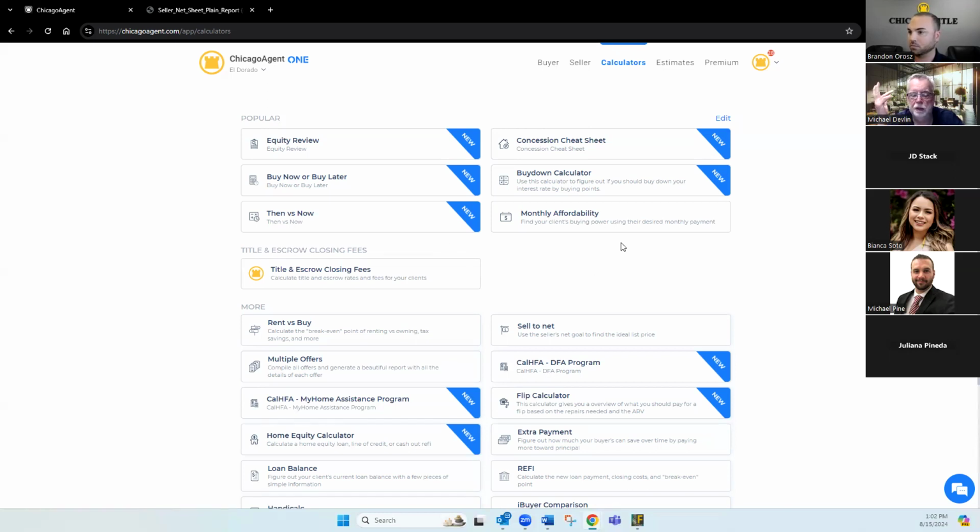Cal HFA, nobody ever gets a Cal HFA loan anyhow, but you can see that these are a lot of other calculators that you could have access to. And you can even put in a certain price point and it'll calculate our title and escrow fees if you're just interested in what we charge.